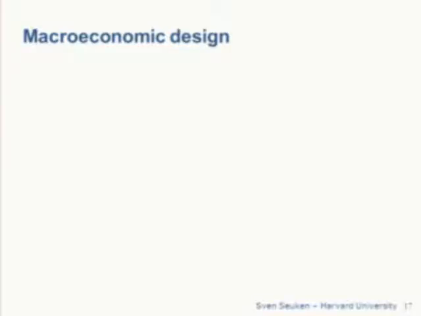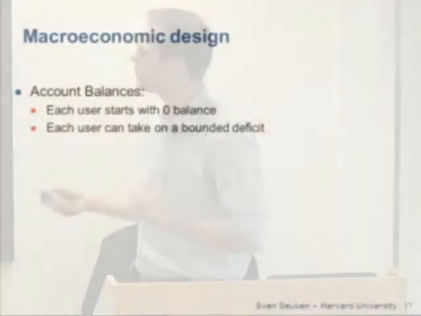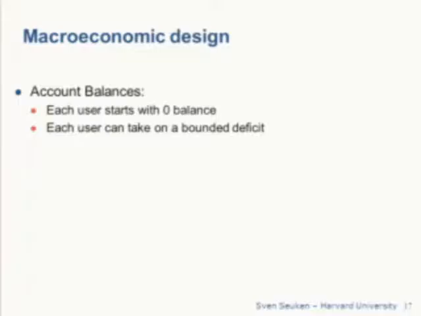So on the macroeconomic design, there's only a few things I want to mention. Namely, on the server, we are storing an account balance for every user who's registered in the system. And every user starts with a balance of 0, and then we allow the user to take on a bounded deficit. And once he reaches that deficit, we don't allow him to perform any more backup operations before his account balance goes positive again.